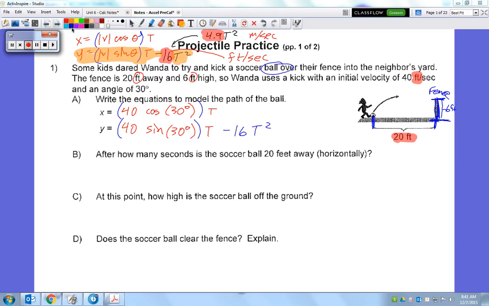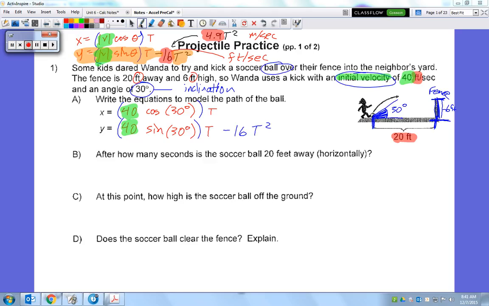So Wanda uses a kick with an initial velocity. This initial velocity is your magnitude. We'll highlight that in green. It's that magnitude of the velocity, which is 40. That's where we got the 40 here. And the angle of 30 degrees. Now you might see angle of elevation or angle of inclination. Basically, it's inclined. It's this angle here, if you will. So there's 30 degrees. It says write the equations to model the path of the ball.